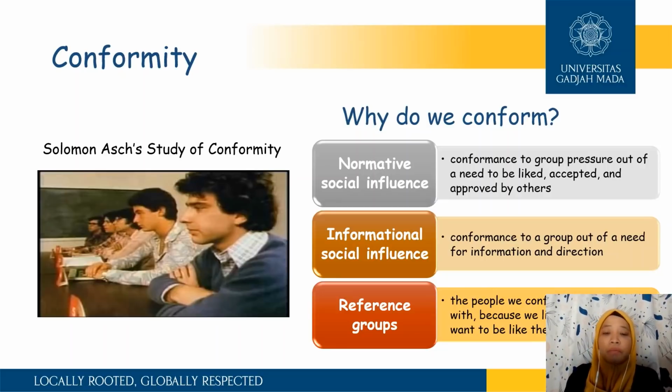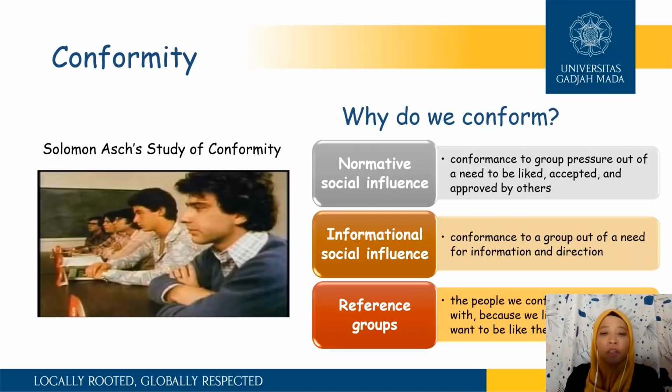The second one is informational social influence. This is conformance to a group out of the need for information and direction. For example, if we go to a store to buy a laptop or a smartphone, we might ask the store attendant which one is the best, because we trust their opinion.